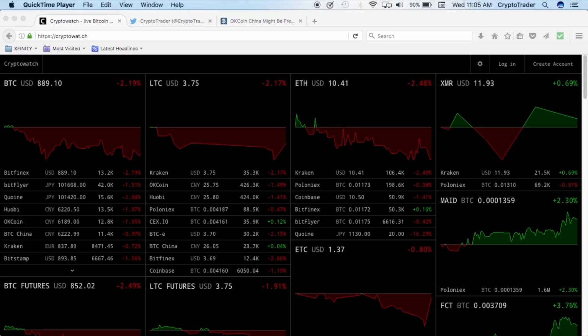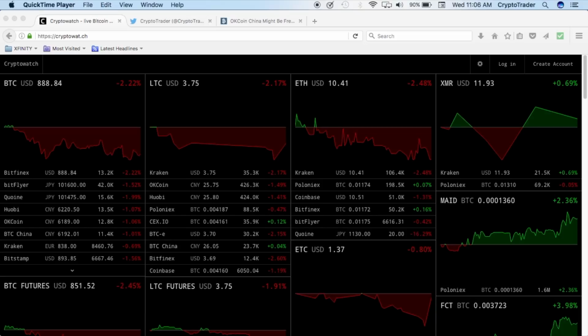Today, I decided to change things up a little bit and start using a new charting system called Crypto Watch, and their website is cryptowat.ch. That's CRYPTOWAT.ch. I think this is a great charting tool that allows you to customize and look at different charts from just about all the different exchanges.